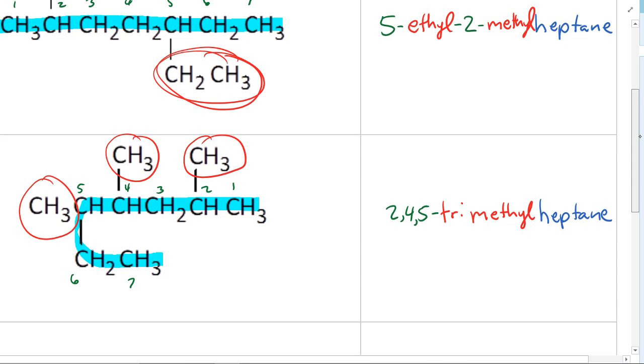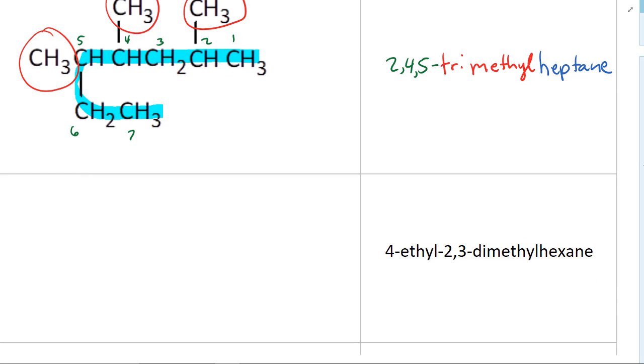Okay, let's see what happens if we go in reverse. Next one we're going to go in reverse. So this one here we need to identify the parent chain. The parent chain in here has how many carbon atoms? 6, and we get that because of hexane. So now when I write this out, here's how I go about doing this, going in the reverse direction.